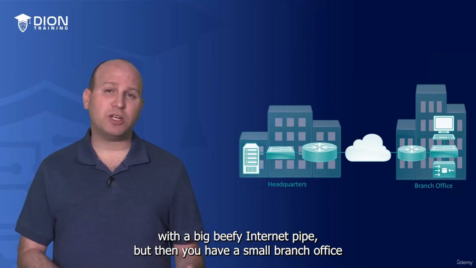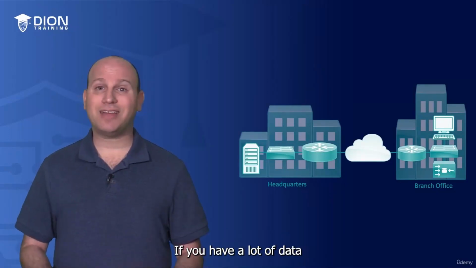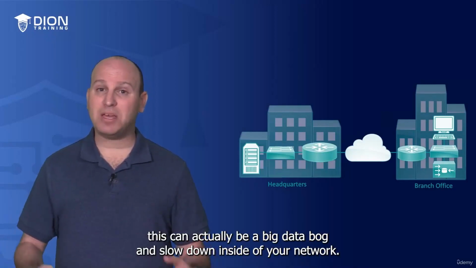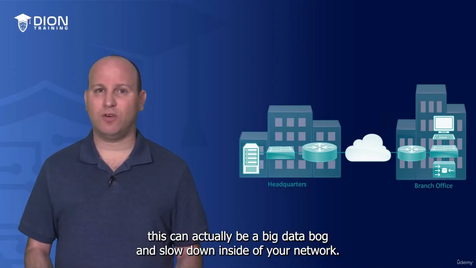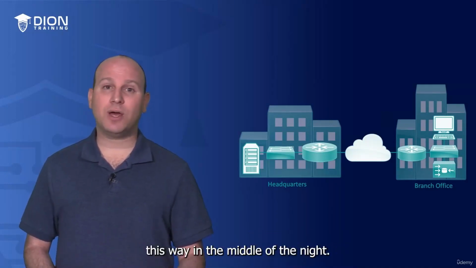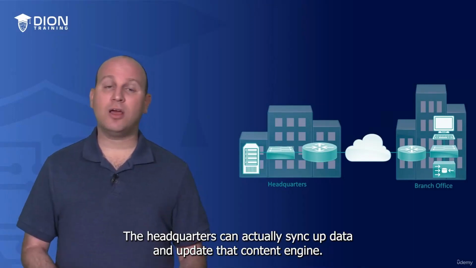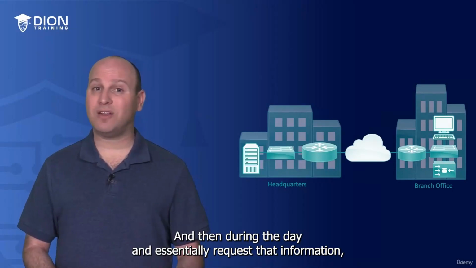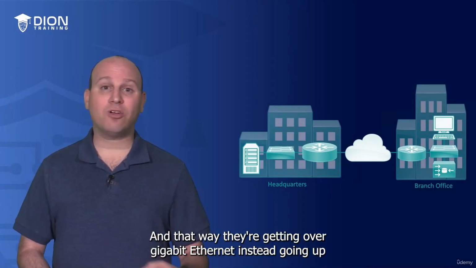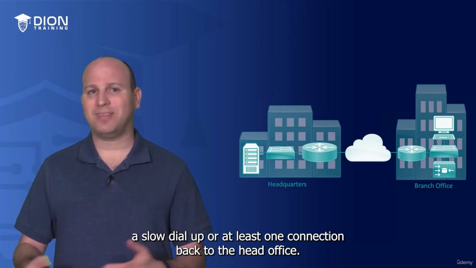But then you have this small branch office kind of in the middle of nowhere, and it's really expensive for a good internet connection. If you have a lot of data that goes across a small pipe like a VPN or a leased line, this can actually be a big data bog and slow down your network. So what you'd want to do is put a content engine at the branch office. This way, in the middle of the night, the headquarters can sync up data and update that content engine, and then during the day, anytime somebody requests that information, they get it locally from that office with the content engine, and that way they're getting it over gigabit Ethernet instead of going up a slow dial-up or a leased line connection back to the head office.